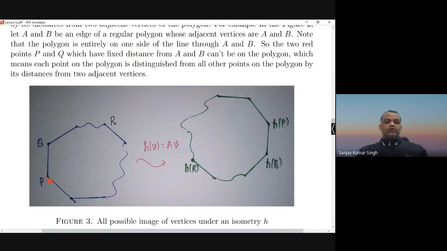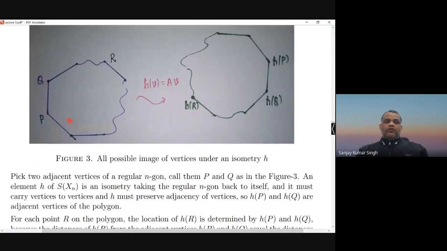So now I fix 2 points on this polygon, P and Q, and another point R. Now I want to understand what is the image of P, Q and R under any isometry H. Suppose P is going to some point HP. Assume that P is going to some point HP. Then what is the possibility of the image of the point Q? Anyone can answer me?